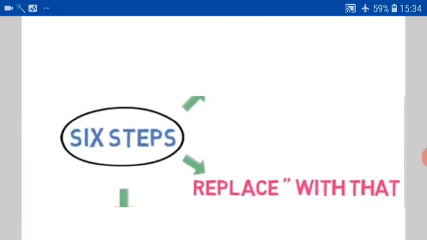It's the third step, replace comma with "that". In this step, students, we have to remove commas and inverted commas, and you use the conjunction "that" here.